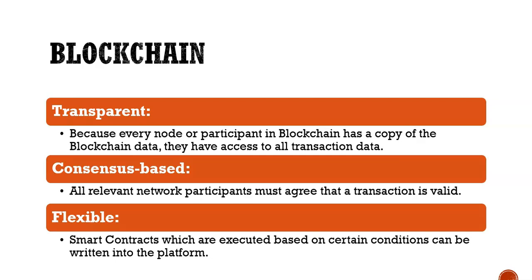They need not worry about what's happening in the background, because if you rely on a third-party organization, we rely completely on them and we believe the data they provide. But here every node has their own copy of the record, so they can verify it themselves, and it's completely consensus based. Every participant in the network should agree on that particular transaction, and only if they accept that the transaction is valid will the transaction take place.